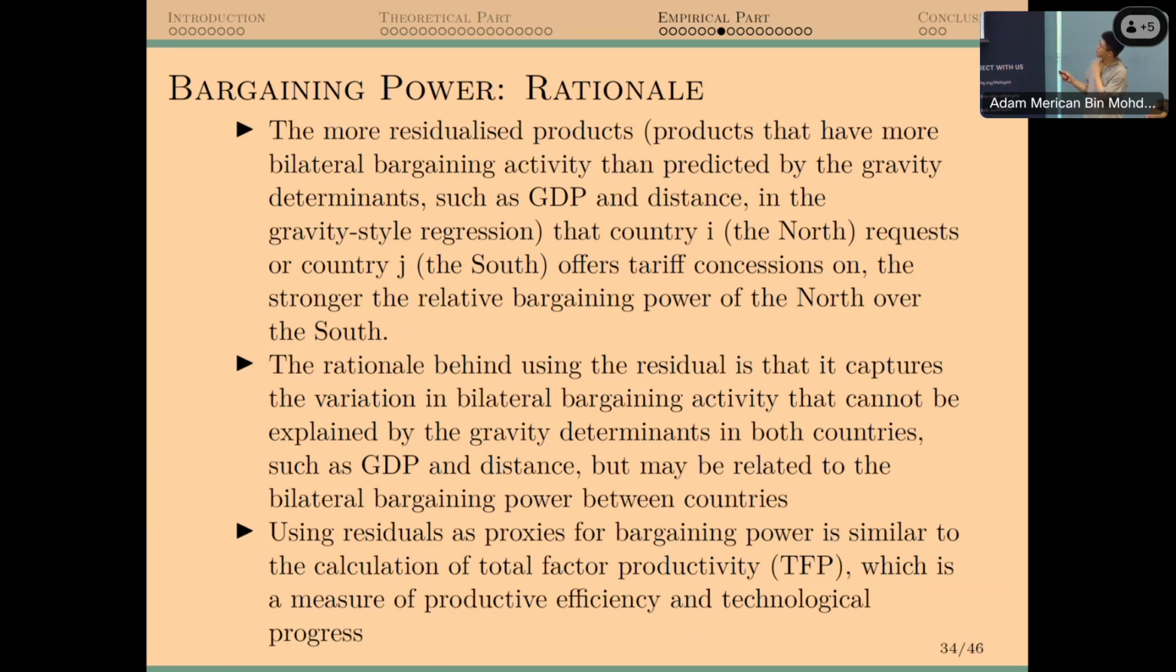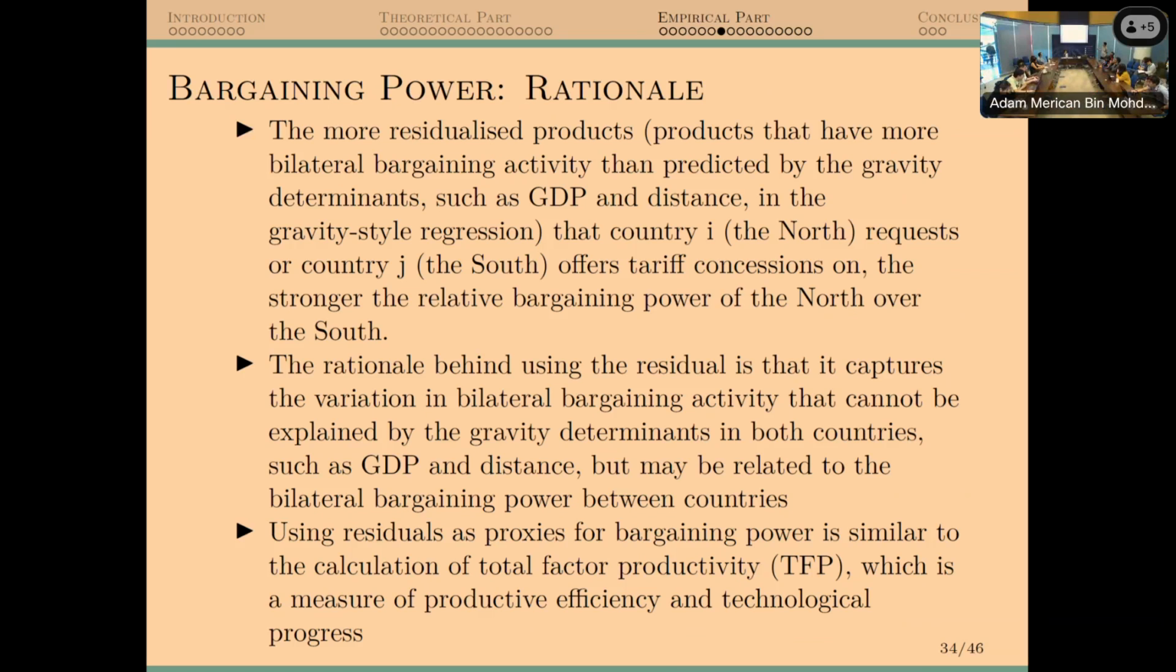So the more residual products for which country I requests country J to give a tariff concession, or country J offers the concession on, the stronger the relative power of the North over the South. We use the residual because we want to cancel out the effects of GDP and distance, the gravity-style determinants normally used for bargaining activities. The rationale behind using the residual is that it captures variation in bilateral bargaining activities that cannot be explained by those gravity-style determinants.